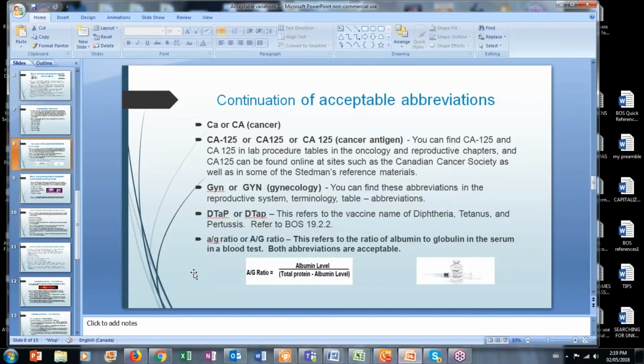So remember, we accept both of those spellings. And the A/G ratio, you can have the A and G all uppercase or all lowercase. We accept both. This refers to the ratio of albumin to globulin in the serum in a blood test. So both abbreviations are acceptable.